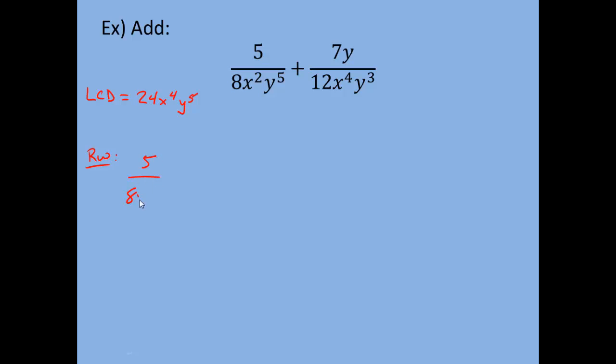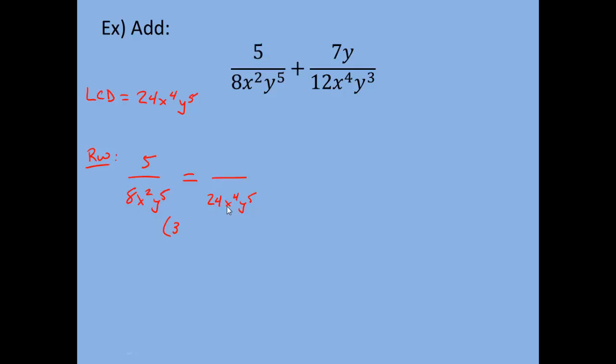So we have 5 over 8x squared y to the 5th is equal to something. I don't know what it is up top yet, but it has to be over 24x to the 4th y to the 5th. And you just want to ask yourself, what did I multiply 8x squared y to the 5th by to get to 24x to the 4th y to the 5th? And you should do this in steps. 8 times what gave you 24? Well, that would be 3.